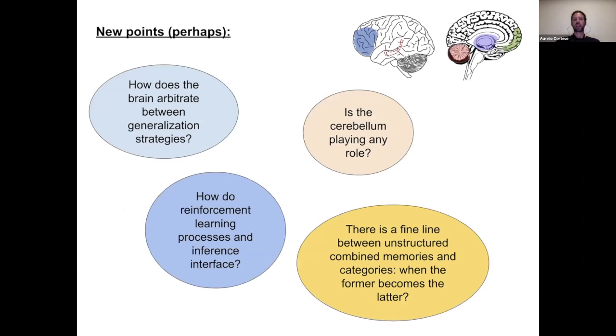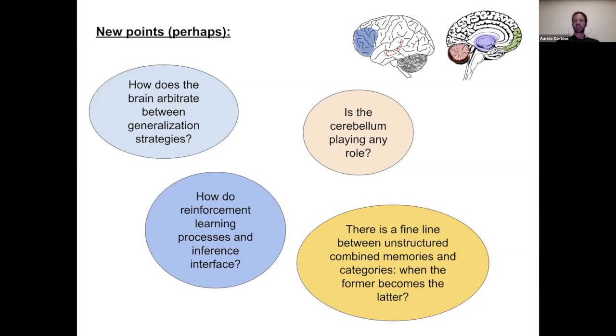Other points which we haven't touched upon, or only to some extent: if we think of combined memories and more categorical information, obviously, to create categories, one way could be to combine separate memories. And once those become relatively similar, then you can have a category. But there's a fine line between what can be considered a category and what is just an unstructured, integrated memory. How does the brain arbitrate this? How does the brain know when to represent a category rather than just keep those single associations?